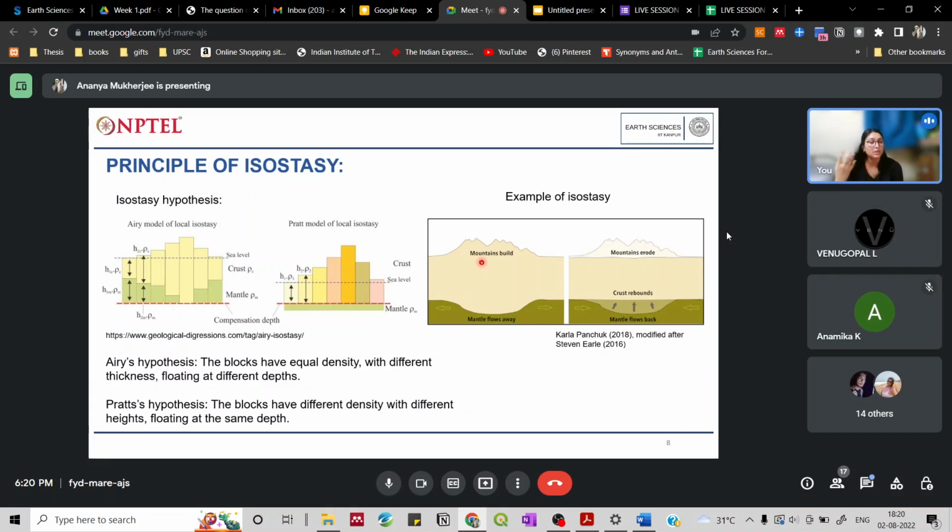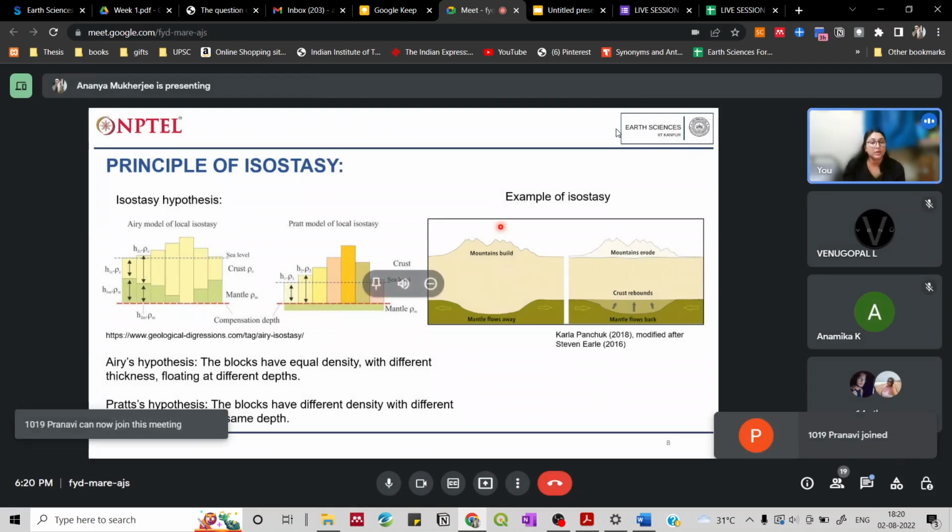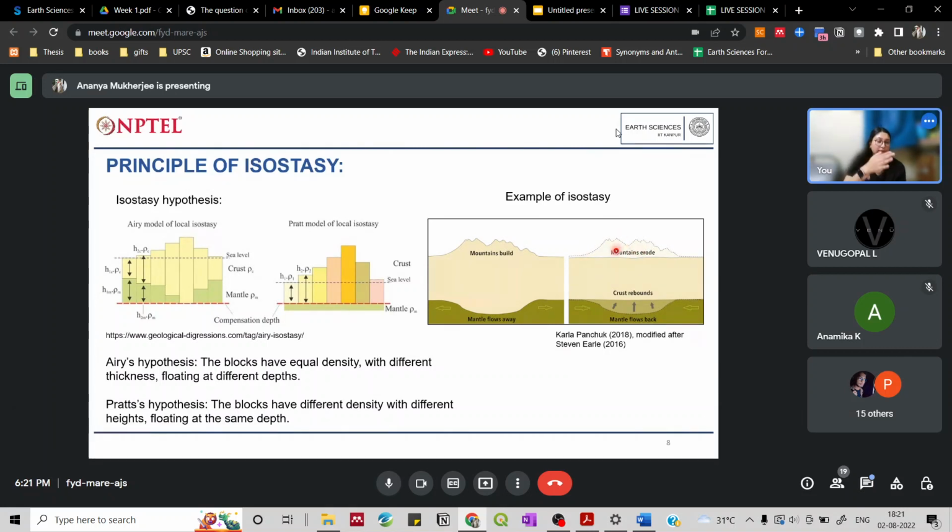But how would it compensate for the added mass? The root is the same: the bottom part of the mountain would go deeper. Similarly, when a mountain erodes, the weight is taken off, and the mantle below the crust near the mountains will bounce back.